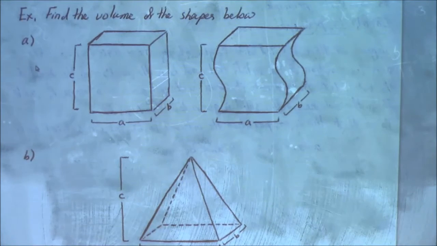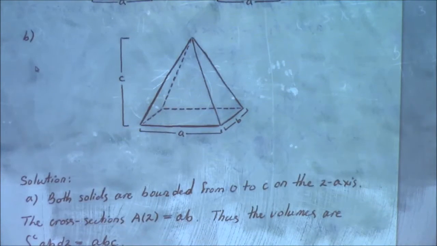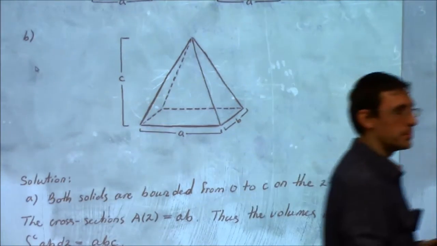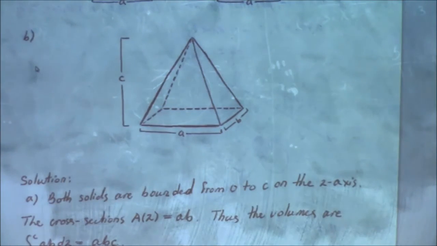Now let's look at a slightly less trivial example. And that would be that of a pyramid. We want to find the volume of a pyramid using Cavalieri's principle.